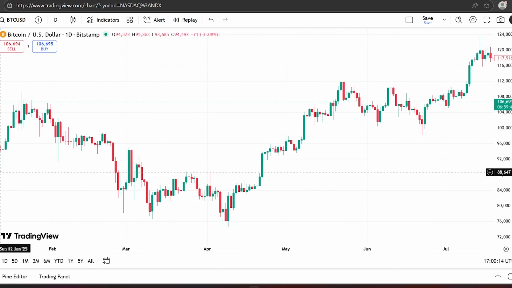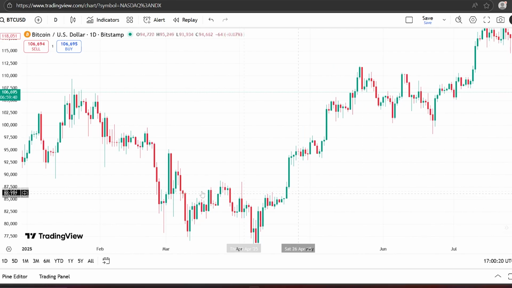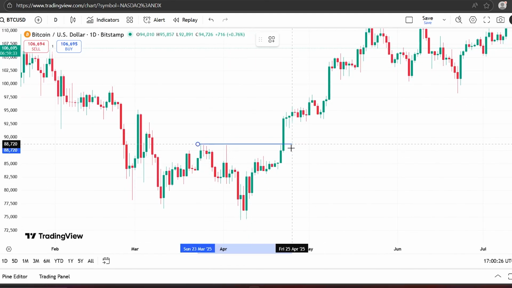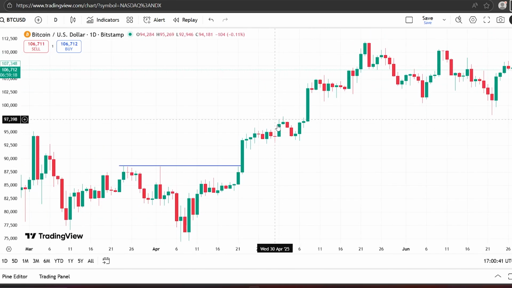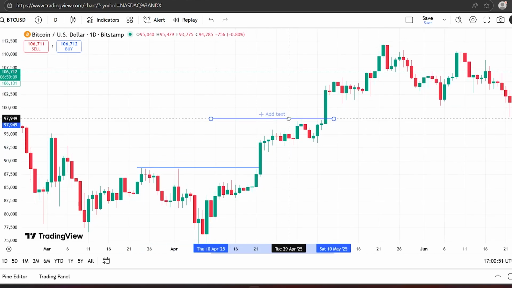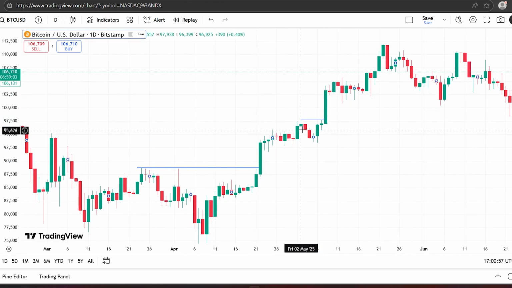So here we can see a break of structure. Let me just move to the left. Okay, so this one is the break of structure. This is the candle wick, and this candle has closed above the wick of the previous highest candle. Another one we have here with this candle. Another break of structure we have with this candle. So this candle has closed above the wick of this candle.